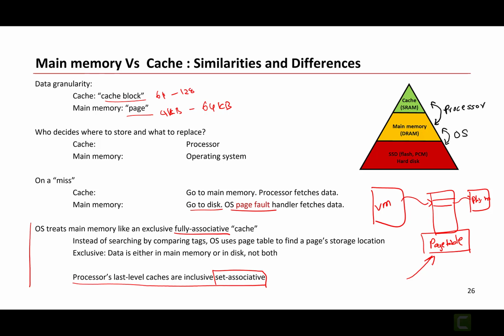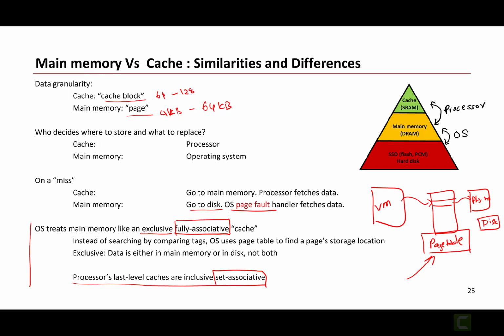Now, because I have this page table, it allows me the freedom to select a victim from anywhere in the physical memory, and that's why my main memory is being treated as a fully associative structure. Now, you'll also notice that I said it's an exclusive cache. What that means is a given data either resides in the main memory or on the disk.